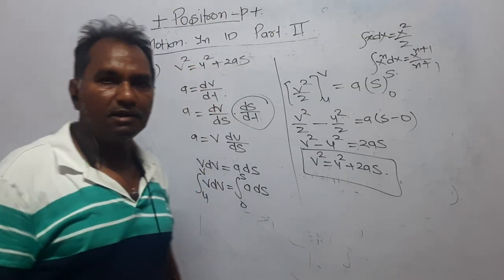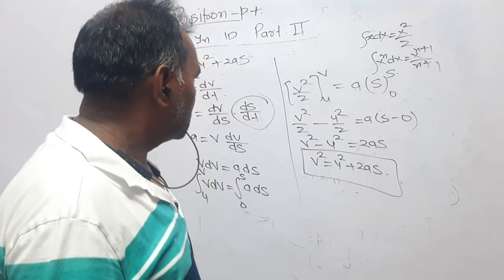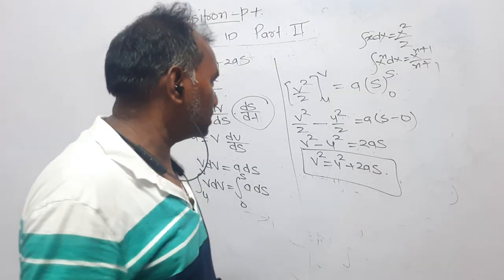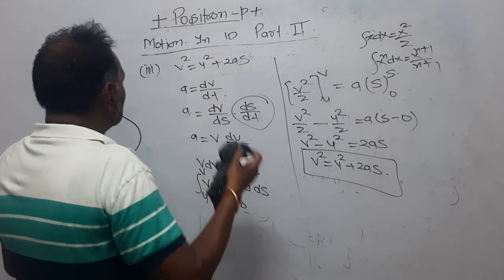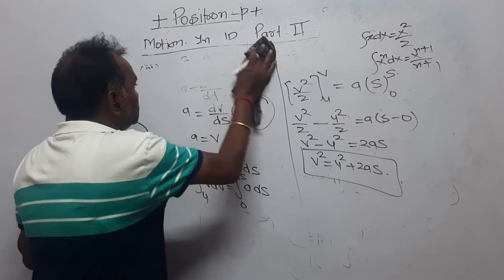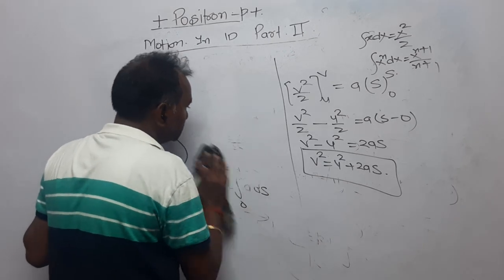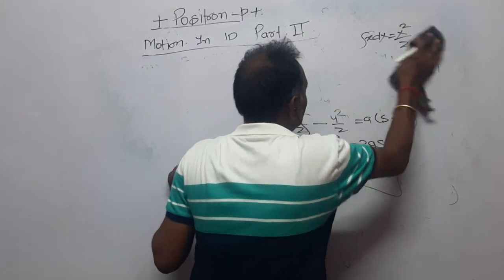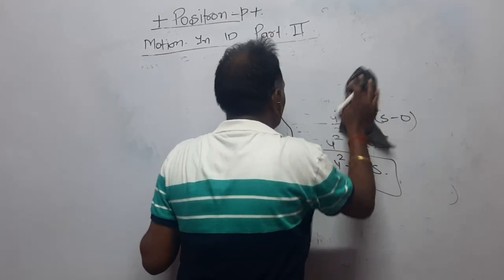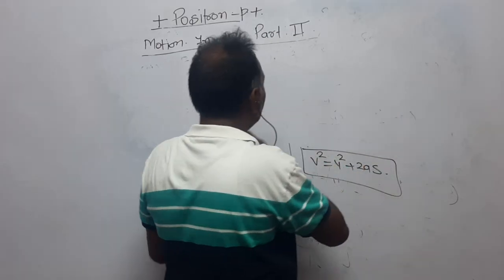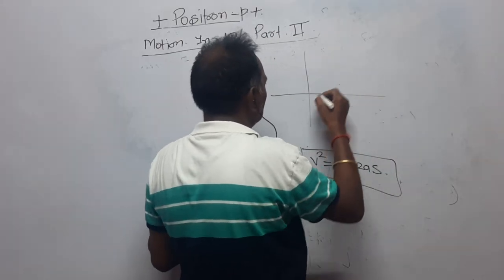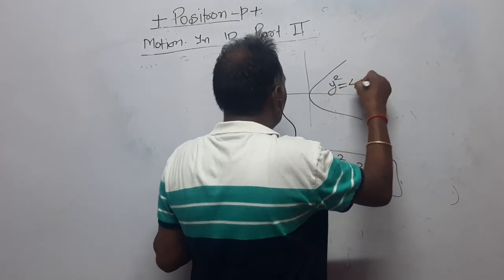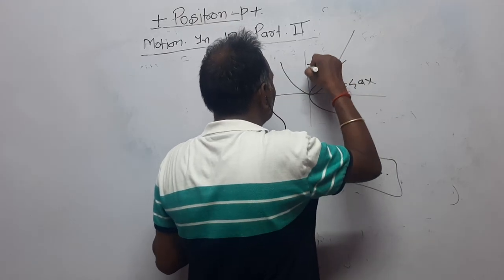This is the third equation of motion, dear students. Very simply I have put v square is equal to u square plus 2as. Now you can plot this very simply, no problem. Remember the graph that I have plotted. It was y square equal to 4ax and x square is equal to 4ay.